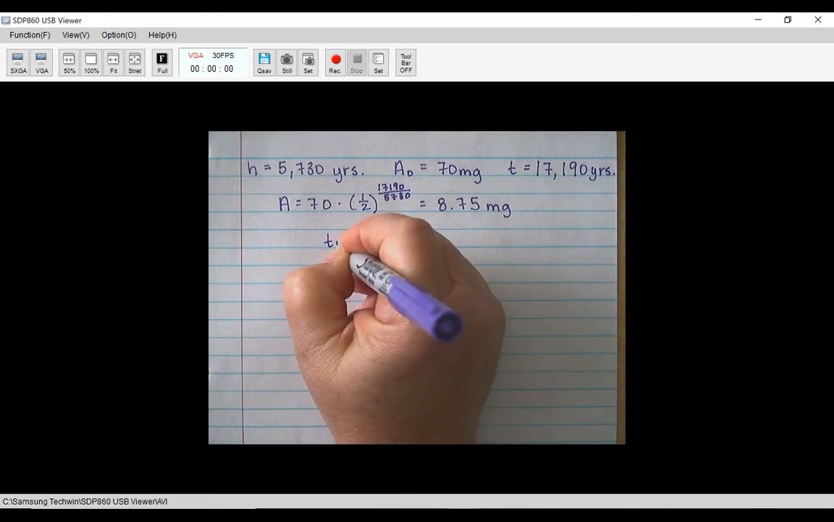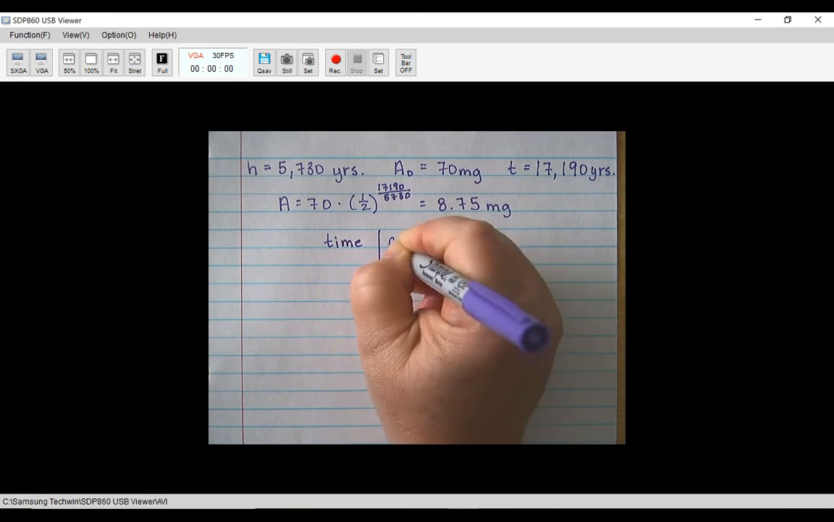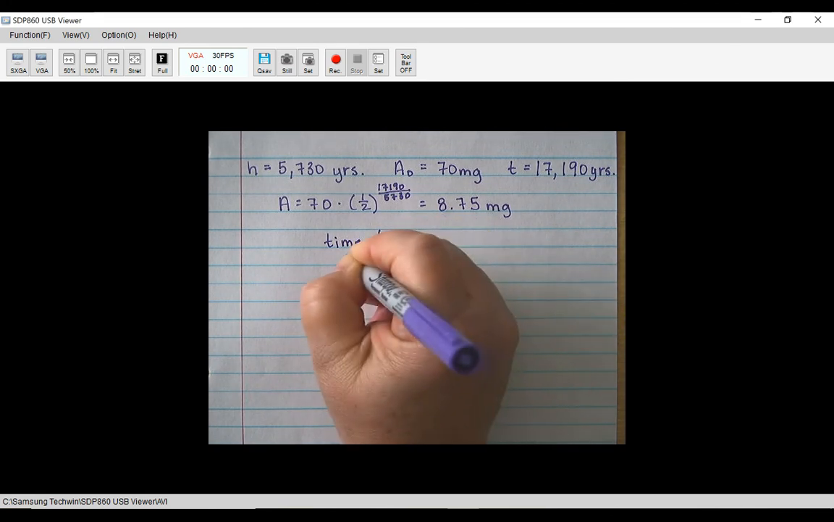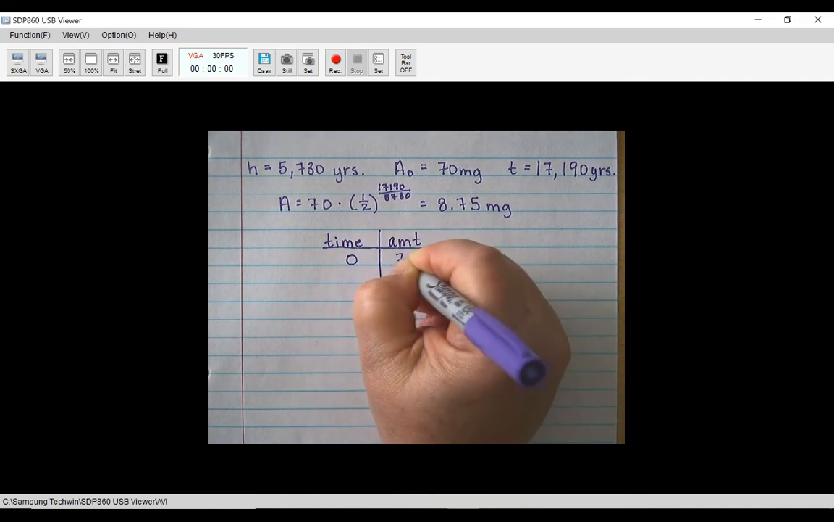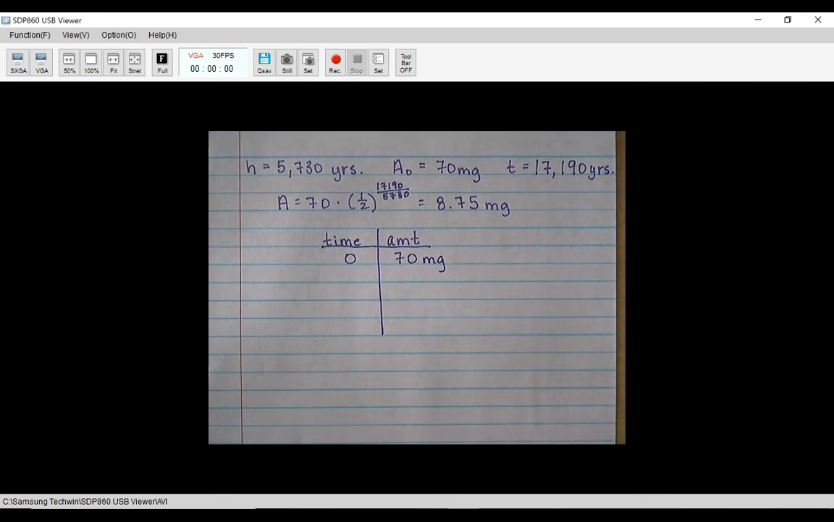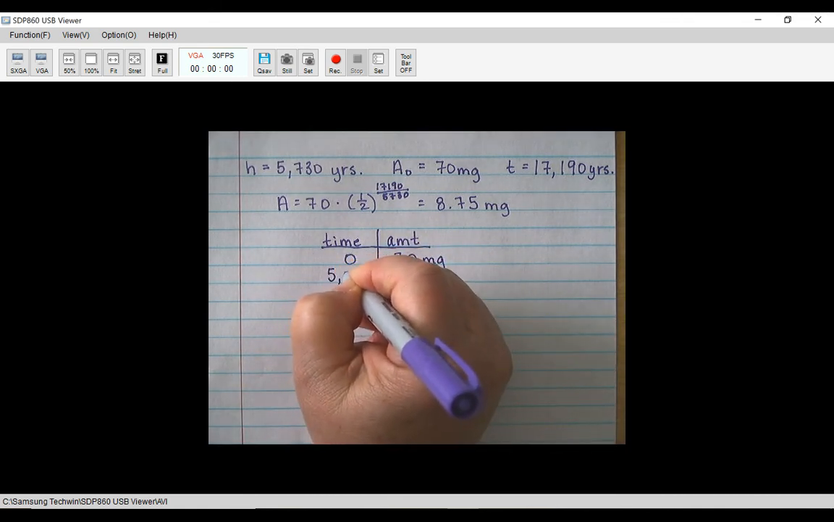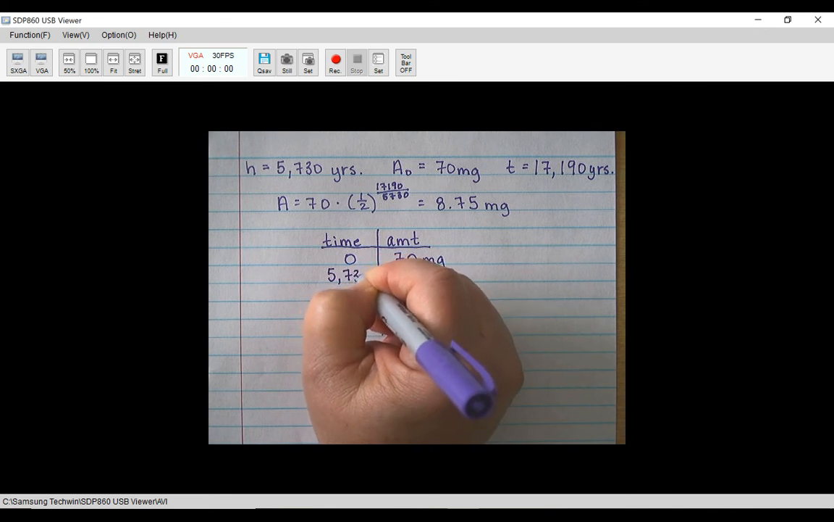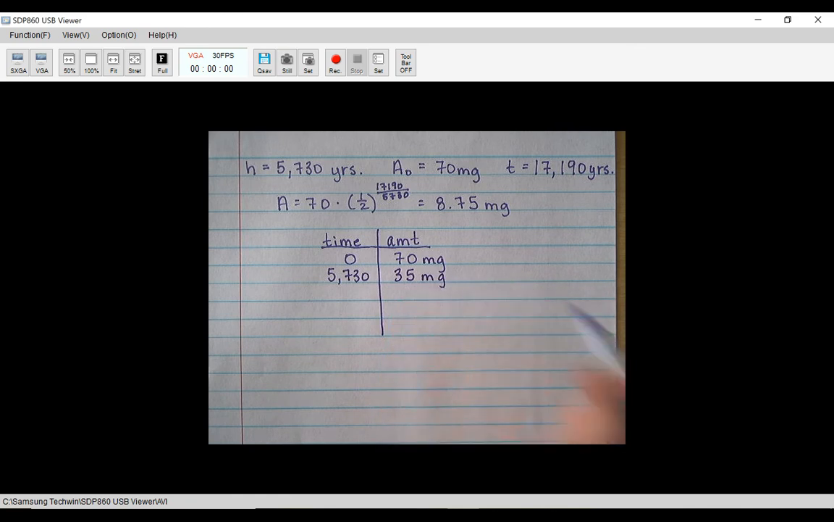So let's see, we have time and we have amount. Again, always start at time 0. The original amount was 70 milligrams. And every 5,730 years, we're going to cut this amount in half. So let's go ahead and go to the first half-life, 5,730. And this is going to be 35 milligrams because half of 70 is 35.